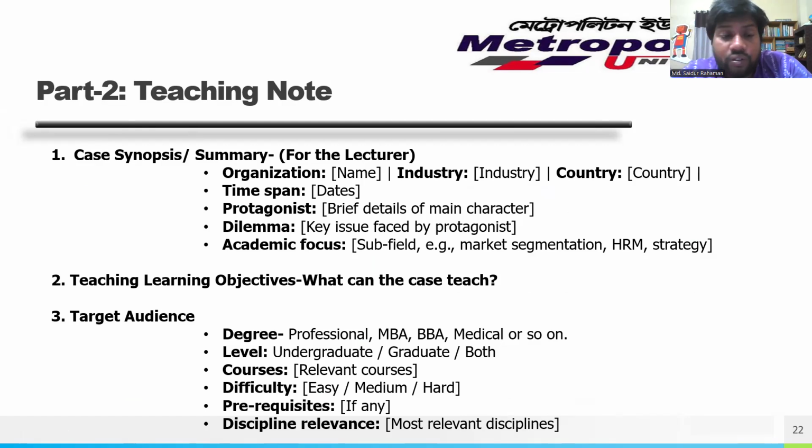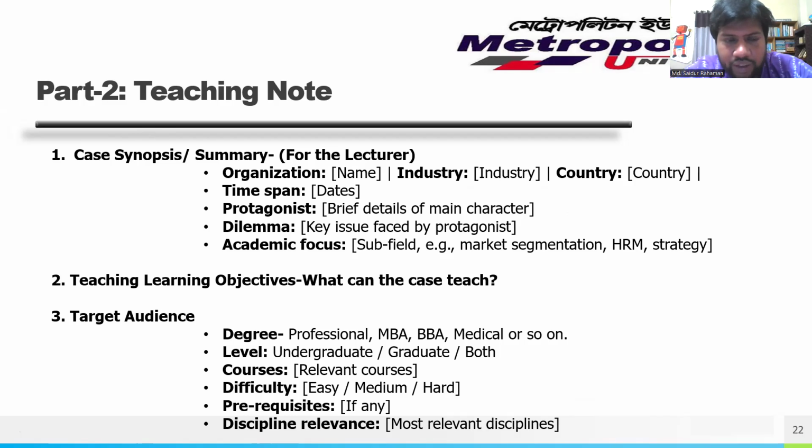The teaching note consists of seven components. According to the Emerald case journal, Emerging Markets Case Studies, and their guidelines, there are 7 parts. The first one is the teaching note, which starts with the case synopsis for the lecturer. When a teacher or faculty member finds the teaching case study, he or she will not read the full case of 6 or 7 pages, so he will read the synopsis of the case.